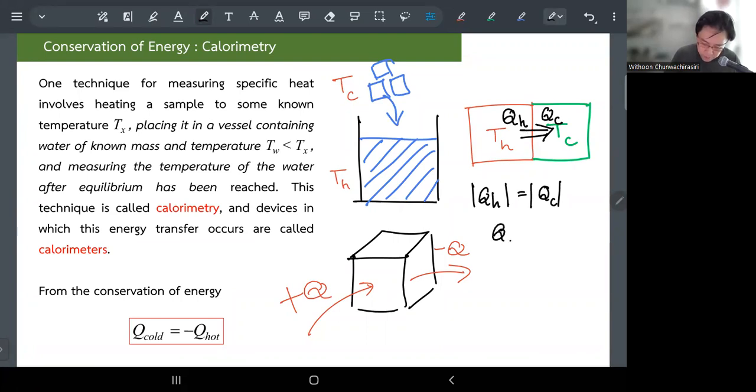Q cold, that's heat flow in, must be equal to negative of Q hot. You guys with me now? Because we know they are the same Q. Let me highlight over here. The amount of Q just gets pushed to the other side. But because of the sign, one is in, one is out, so you have to introduce the negative sign in the front, and hence this expression right here.